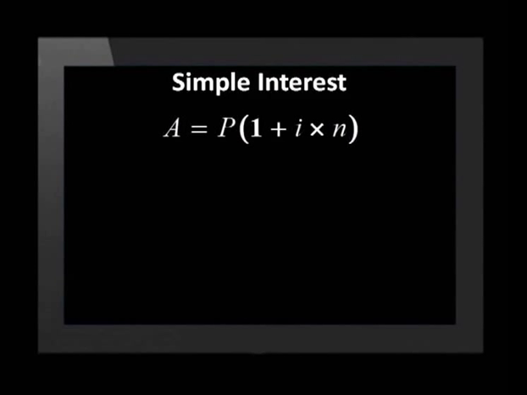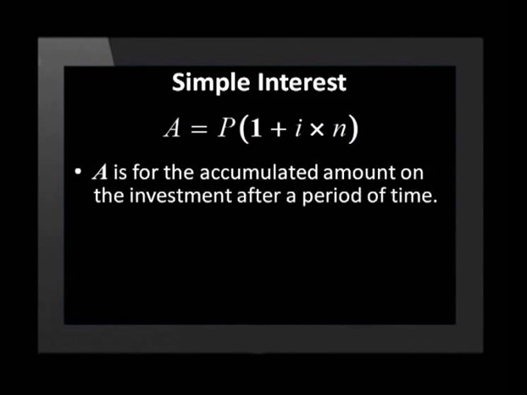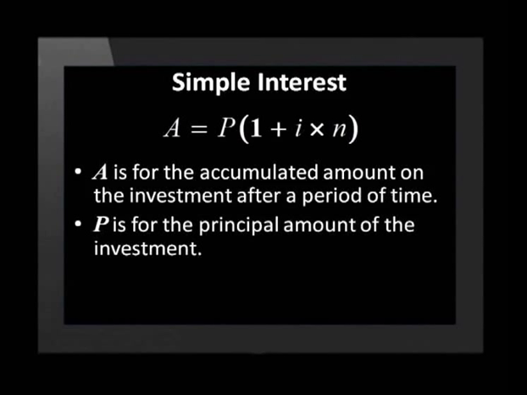The formula we use to calculate simple interest is called the simple interest formula. The letter A is for the accumulated amount. This is the original amount of the loan or investment with the interest added, and can also be called the future value of the loan or investment. The letter P is the principal amount. This is the original value of the loan or investment, and it can also be called the present value.